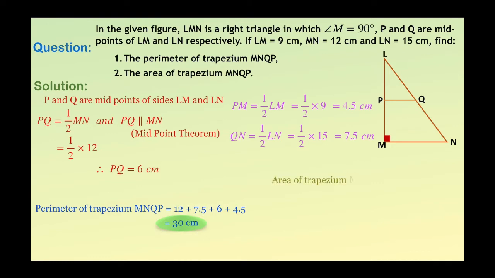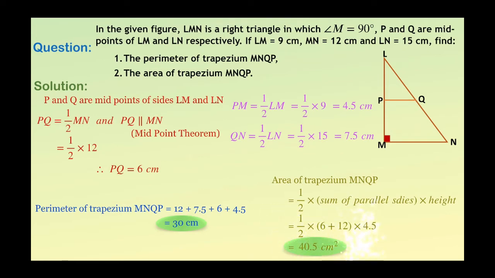Then the second sub question, area of trapezium MNQP. The formula to find the area of a trapezium is half the sum of parallel sides into height. Here the parallel sides are PQ and MN. So the sum 6 plus 12 into height PM, that is 4.5 centimeter, and on calculation we get the area as 40.5 centimeter square.